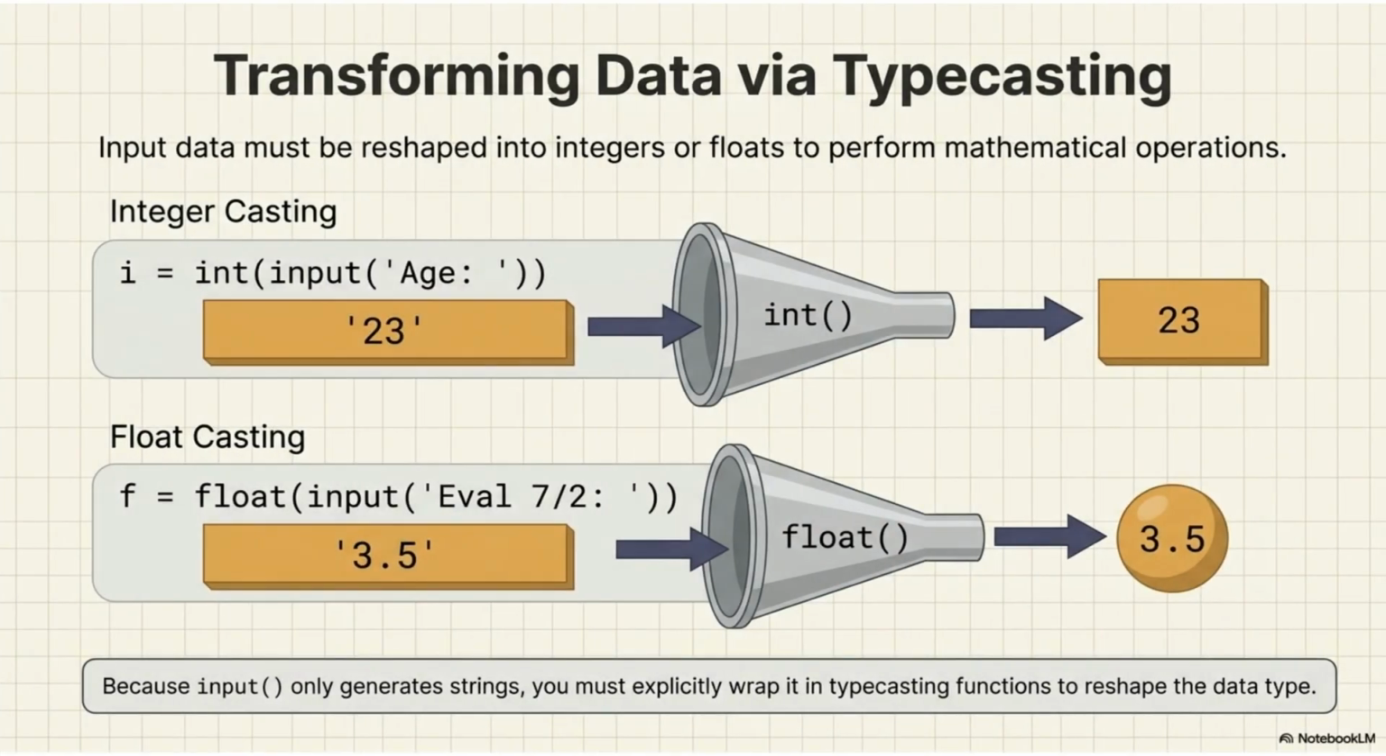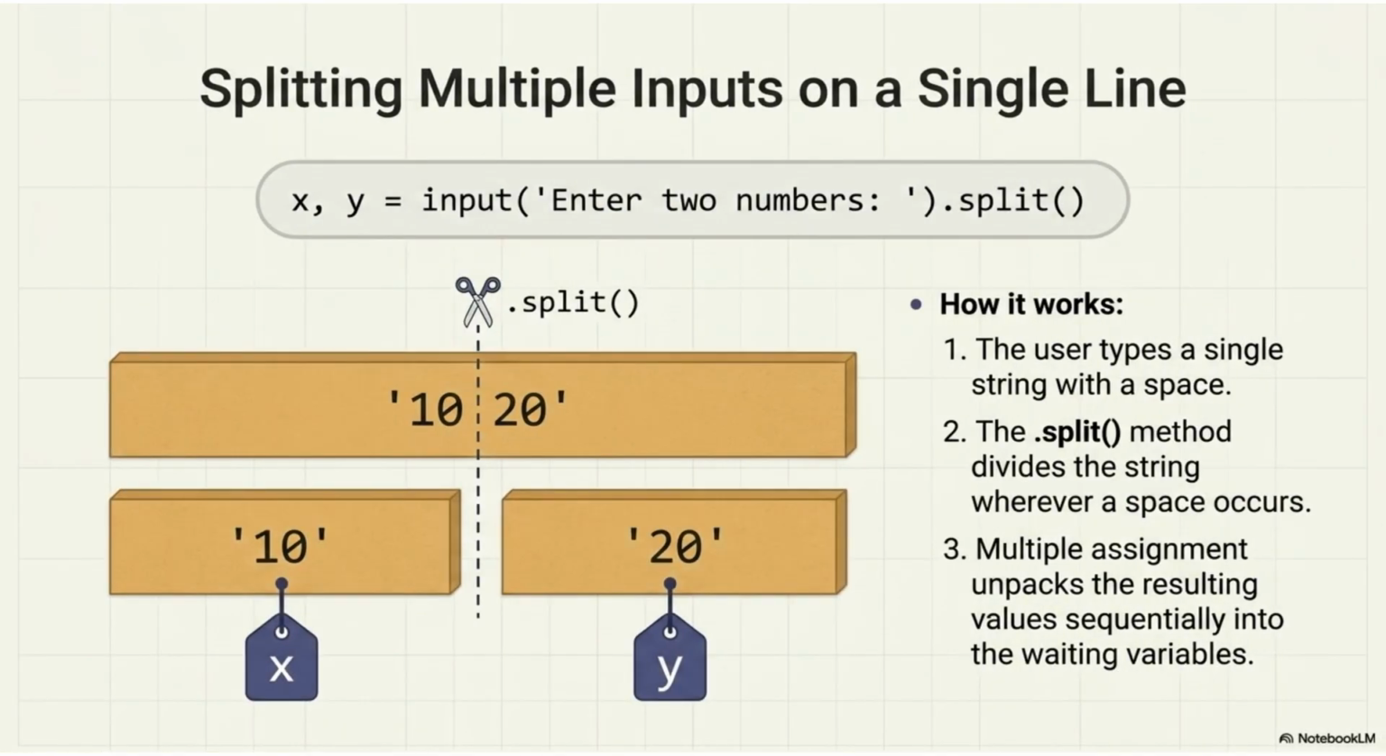To perform calculations on input, use typecasting. By wrapping the input function in int or float, you can convert the string into a numeric type suitable for math. You can process multiple inputs at once, using the split method. It breaks a single string input into separate parts based on spaces, which can then be assigned to multiple variables.